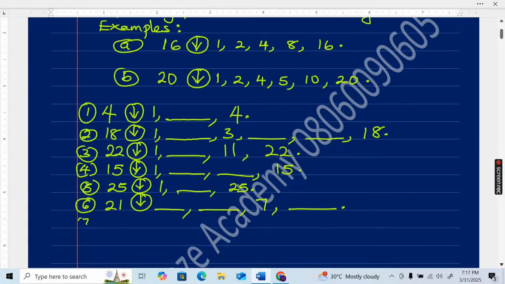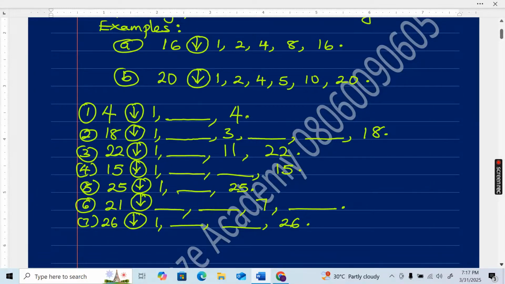Now moving on to number 7, I have 26, and I have a circle with an arrow, right? 1, blank space, blank space. I have 13. Okay, how many blank spaces are we going to have right here? Let's reduce the blank spaces for 26. Okay, then we have 26 right here.